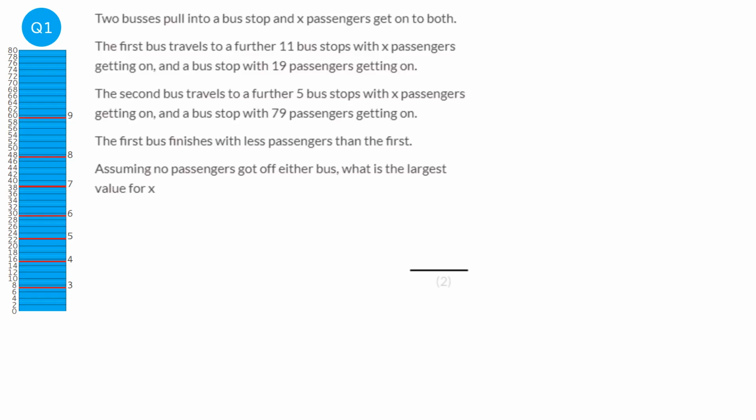Enjoy! So we're going to write an expression for the amount of people on the first bus. They've started with X passengers and they've gone to 11 bus stops with X passengers. So altogether that is 12X. So we're going to have the first bus, and so we've got 12X. And then on the last bus stop, 19 passengers get on, so plus 19. Now for the second bus, well, we start with X and a further 5X come on, because 5 bus stops with X passengers, so that's 6X altogether. And then 79 get on.